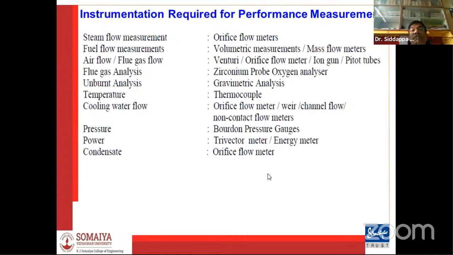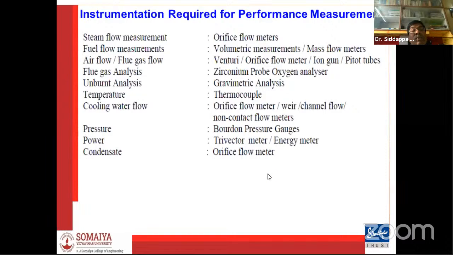For flow measurements like volumetric or gravimetric, we are generally using those. And for airflow or flue gas measurements, we use orifice meters, venturis or pitot tubes. Flue gas analysis can be done by different systems. Nowadays we have gas analyzers, 5-gas analyzers, and handheld gas analyzers. Unburned analysis we can do by the gravimetric method. We can take the difference between the fuel admitted and the unburned hydrocarbons left after the combustion process. Temperature can be measured using thermocouples, or nowadays high temperature sensors and temperature guns.